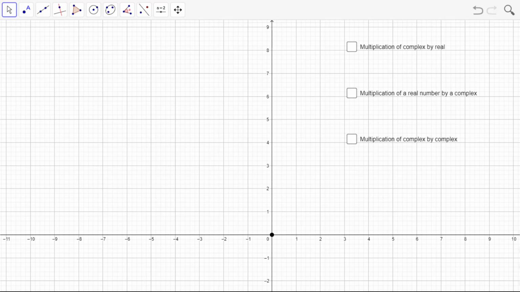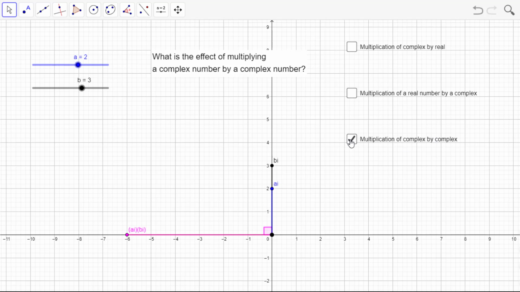The third task is to investigate the effect of multiplying a complex number by a complex number. Click on the third checkbox. The blue number displayed is the complex number Z1 equals Ai, and the pink number displayed is the result of multiplying Z1 by Bi. Students should try different values for A and for B, choosing positive and negative values in order to support this investigation.